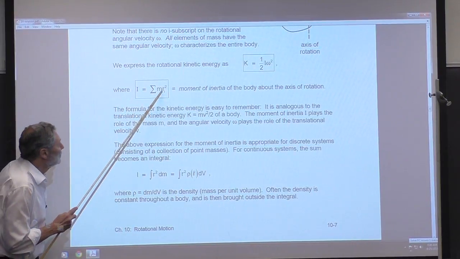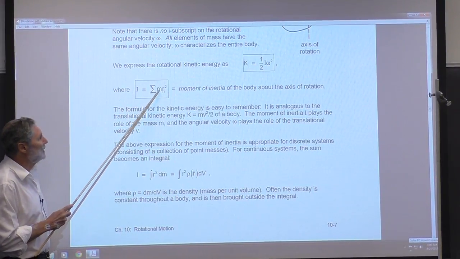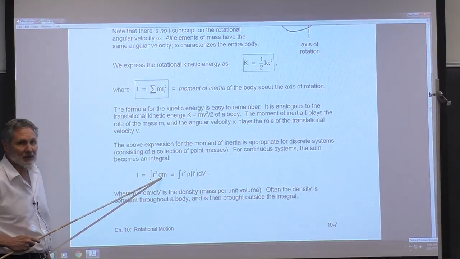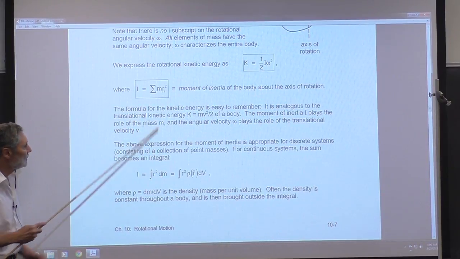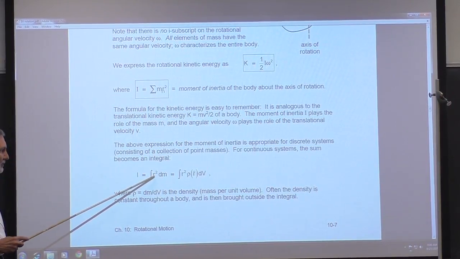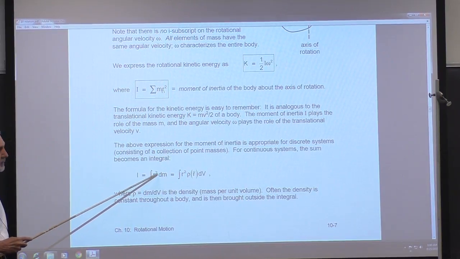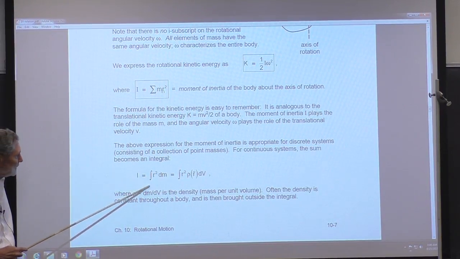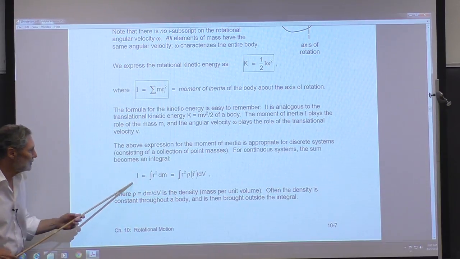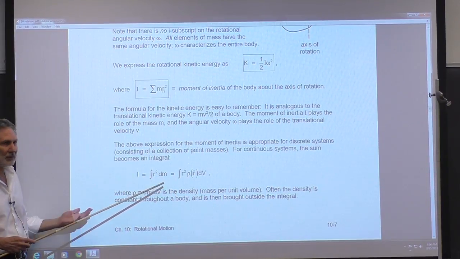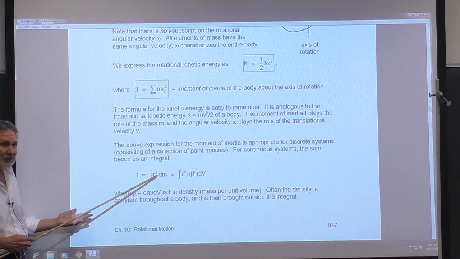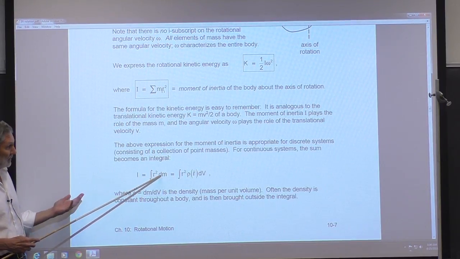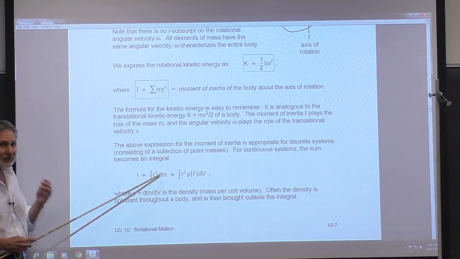So an integral over all these little mass elements. The mi becomes dm, a little bit of mass, and you need to multiply by the square of the distance of that little mass from the axis of rotation, and then integrate over all of them, okay? So this may look strange to you, but it's perfectly legitimate, and it's very physical. It's just a little bit of mass times the square of its distance.